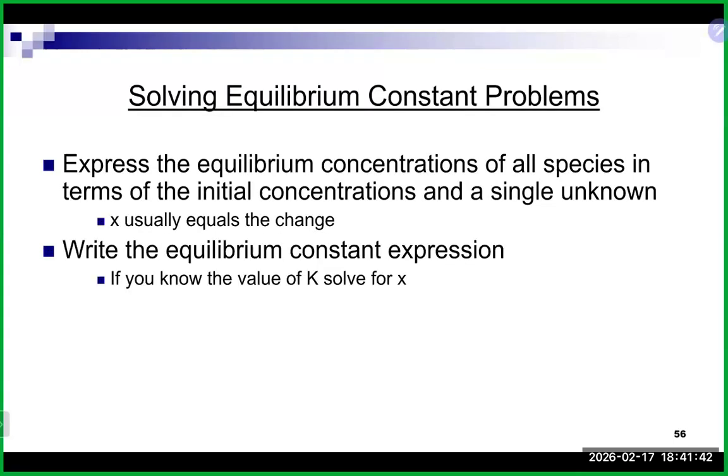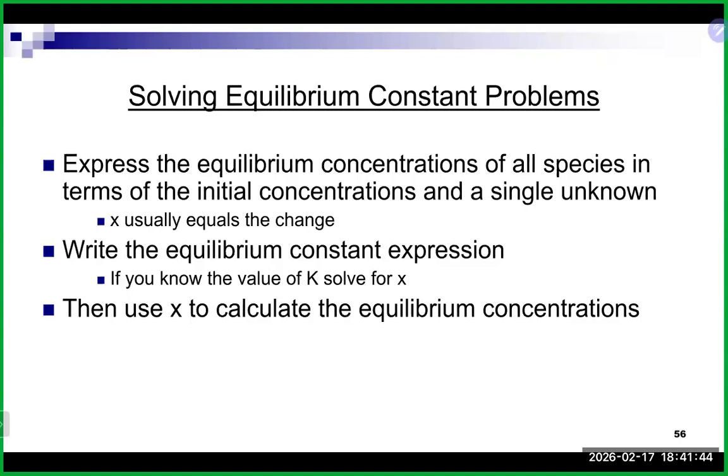So let's talk about the major calculation of the season here, which is equilibrium constant problems. Now, when we solve for equilibrium concentrations, we are usually given initial concentrations, and we actually have to do a calculation to figure out what the equilibrium concentrations are. We typically do what is referred to as an ICE table. Now, ICE stands for initial, change, and equilibrium.